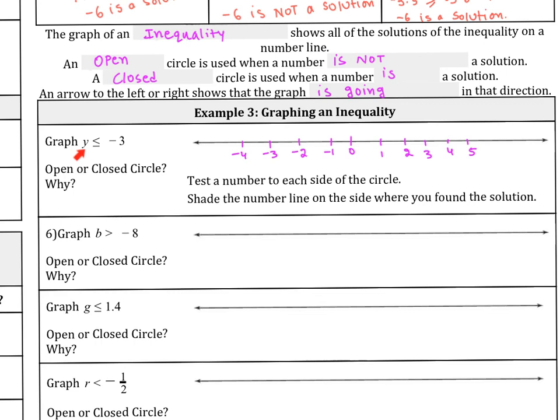Negative 5 is less than negative 3, so it's a solution. So starting from negative 3, closed circle is going to the left side or less than side because y is less than. Another way of seeing which direction it is going to go, you can do the rough thing here.